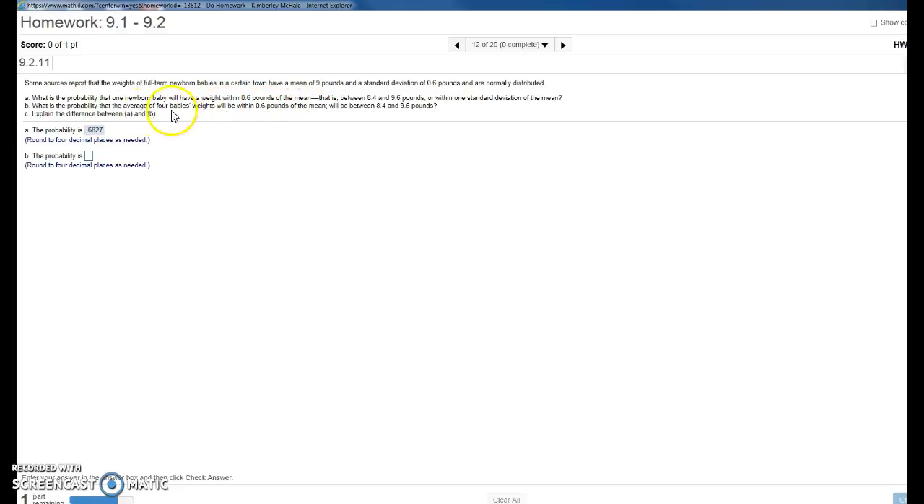Part B says, what's the probability that the average will be within 0.6 pounds of the average of 4 babies' weight. So this is a sampling distribution. That means the standard deviation will be divided by the square root of n. N is 4. The square root of 4 is 2.